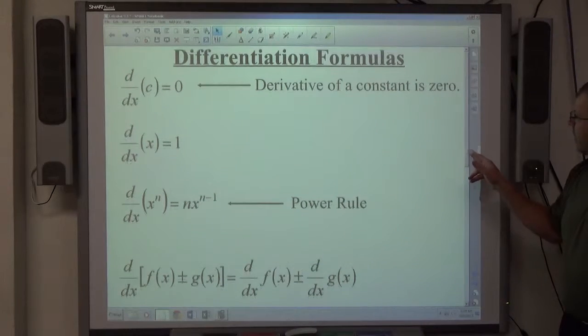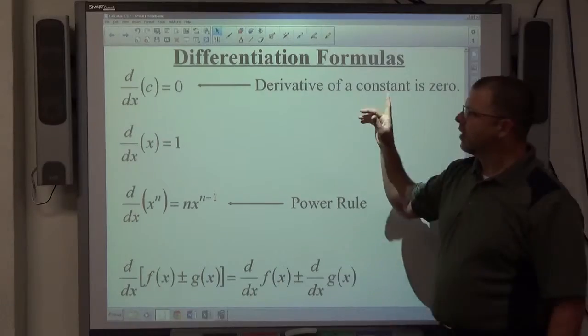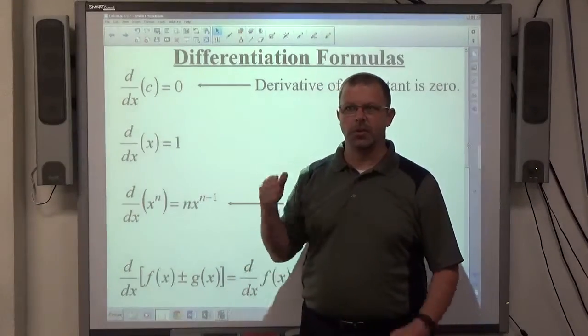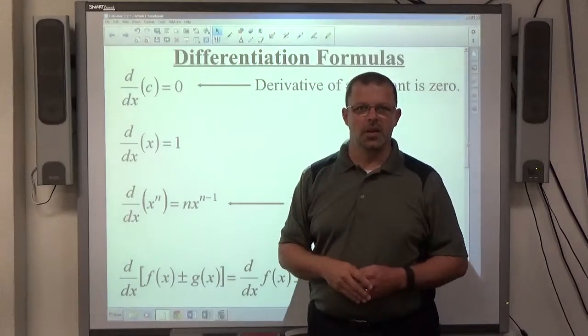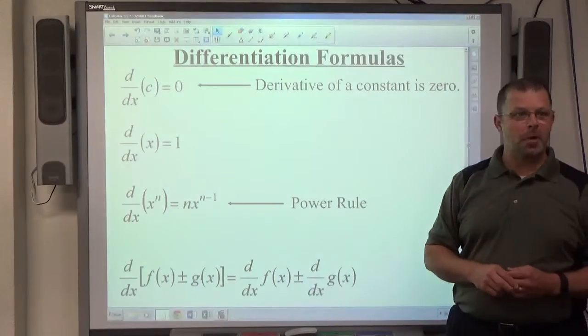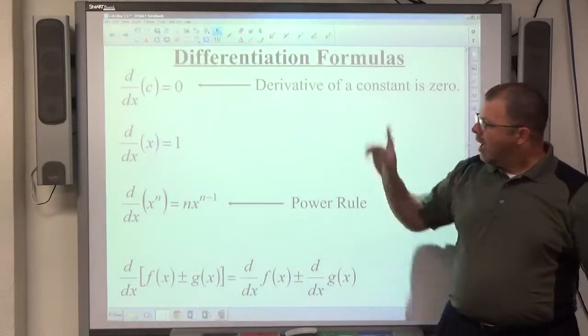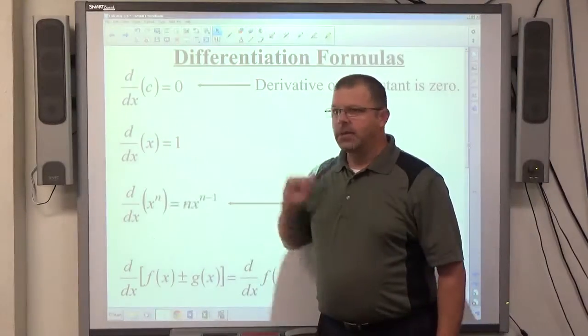But first off, the first rule is simple. If you're taking the derivative of a constant, the answer is 0. So the derivative of 6 is 0. Derivative of 55, 0. Derivative of pi, 0. Any number, derivative 0. The derivative of x is 1.